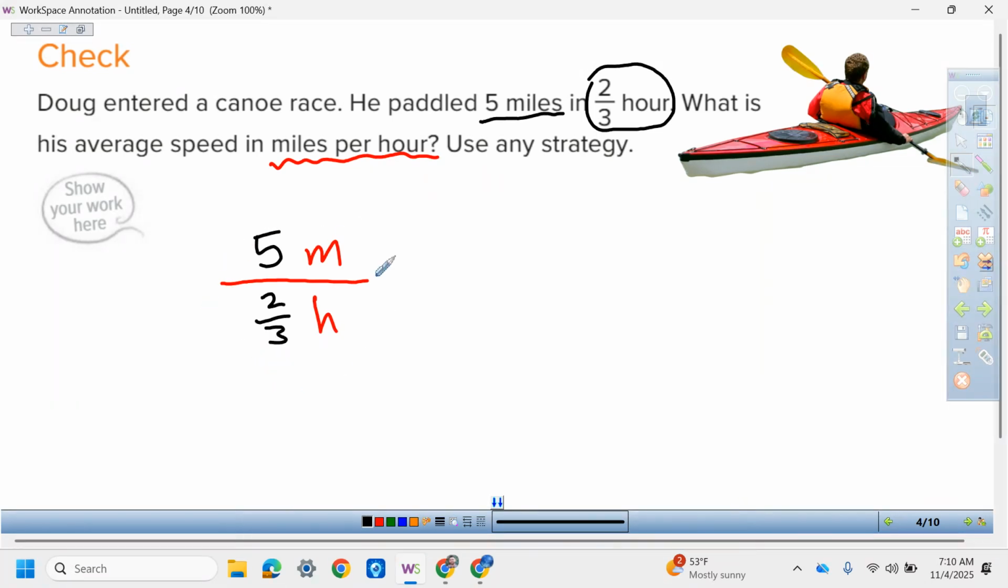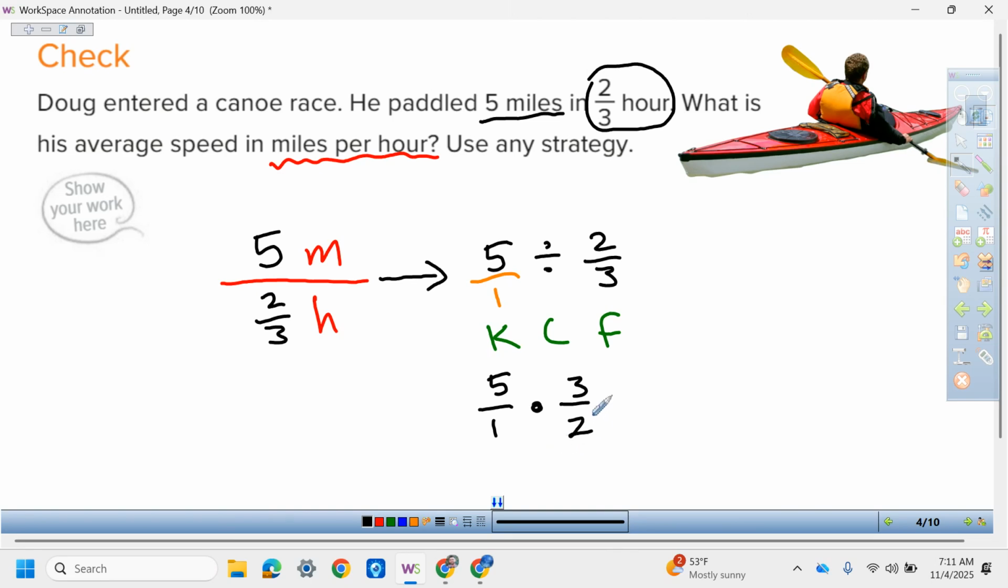So now that my ratio is all set up, the way that this looks might not seem very helpful to you right now. So I got an idea. Let's change this division problem to 5 divided by 2/3. So now that I have it set up this way, let's go back to what we practiced in those last couple units, a little keep, change, flip. So we got 5 over 1 times 3 over 2. Multiplying straight across gets me 15 halves.